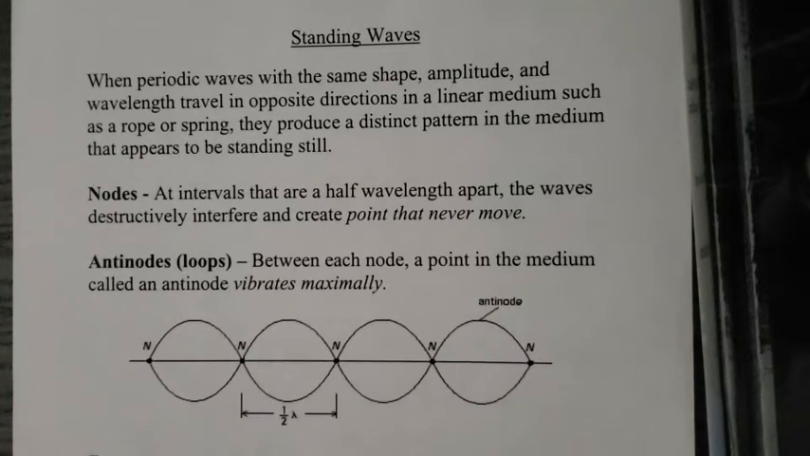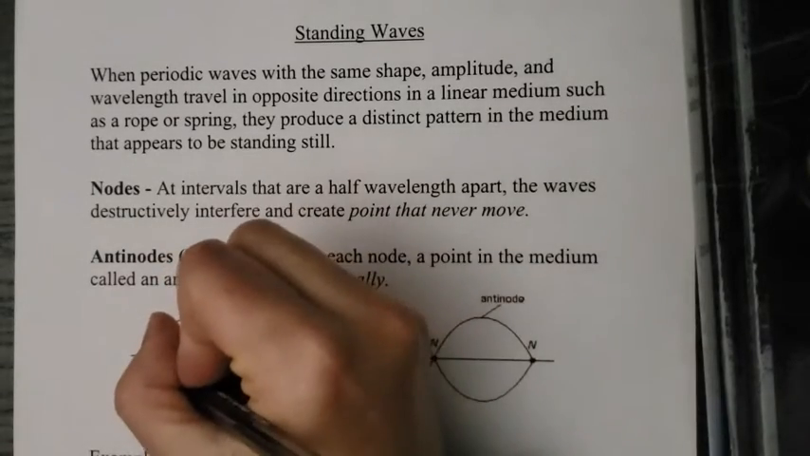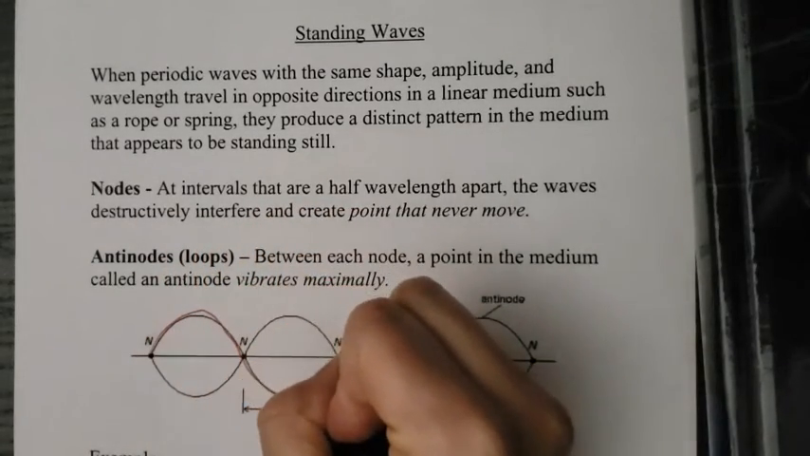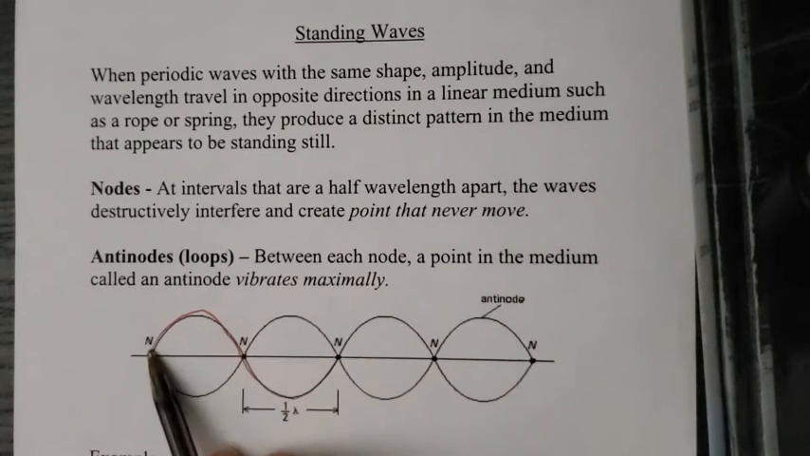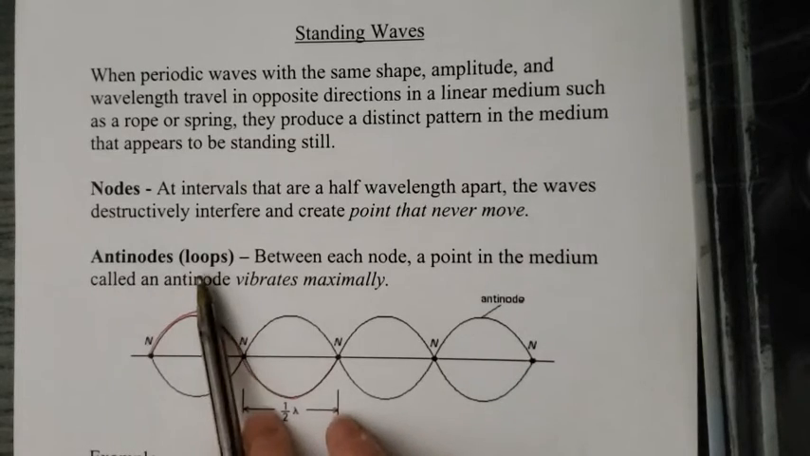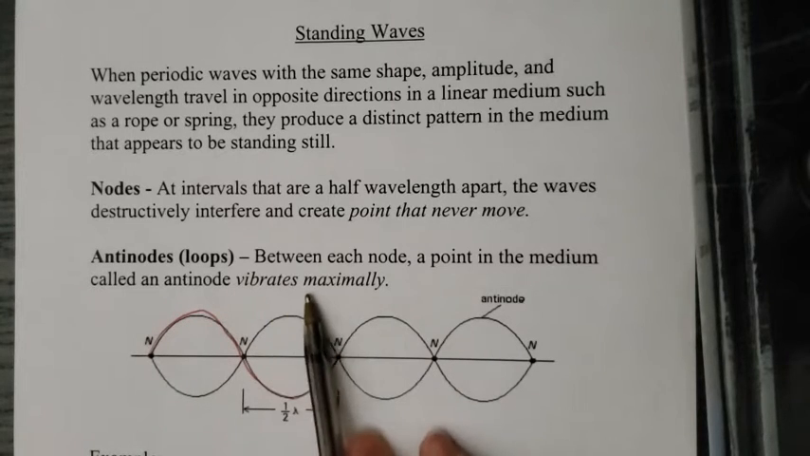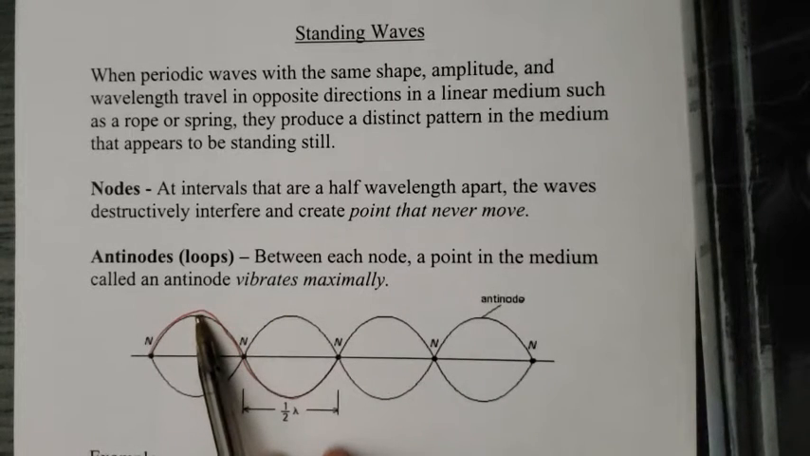Now the nodes, if you think about a wave, a wave goes from, you grab it, say up, down, and then right back to here. So that's one wave where it just goes up, down, and right back to the starting point. If we look from node to node, that's only half a wavelength. That's half a wave. Antinodes or loops are between each node. A point in the medium called the antinode vibrates maximally. So that means this little point here vibrates all the way down and back. So nodes appear to not be moving. Antinodes or loops move a lot.